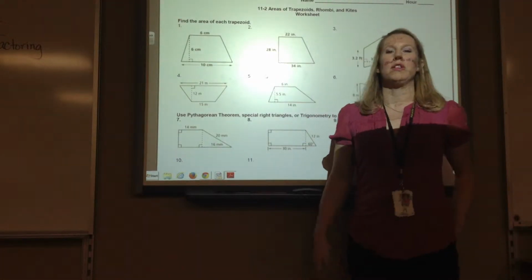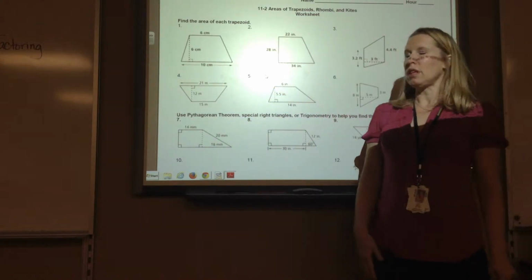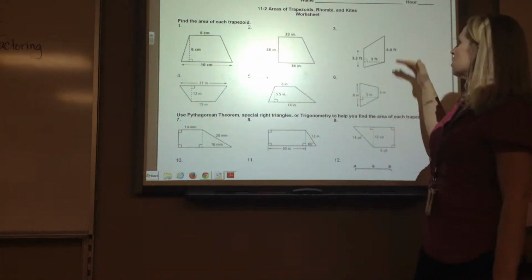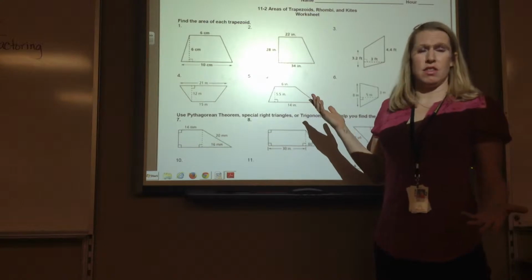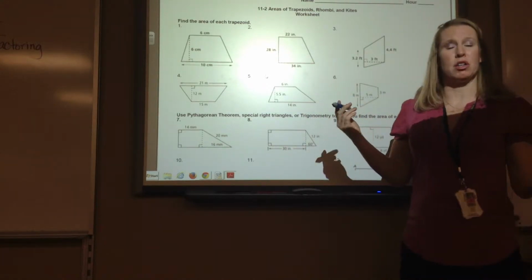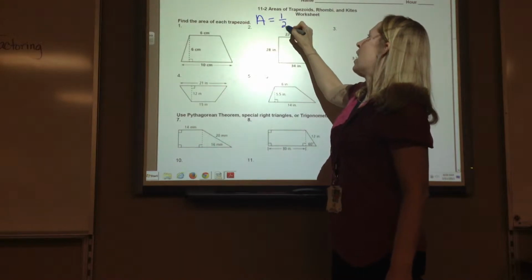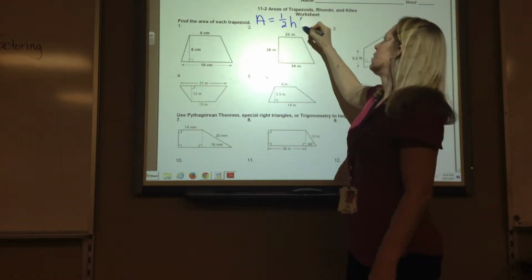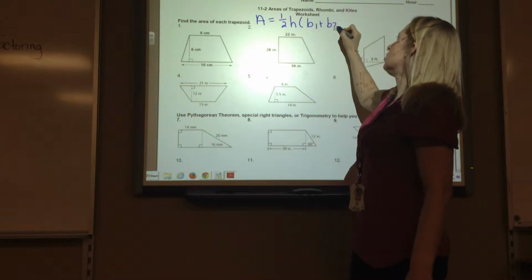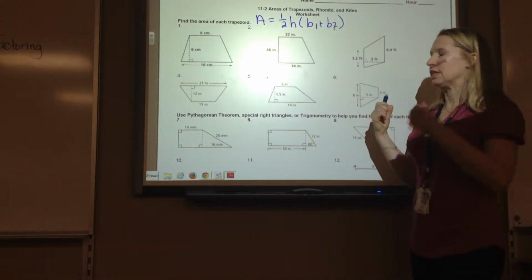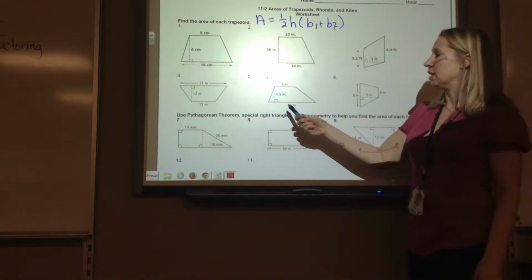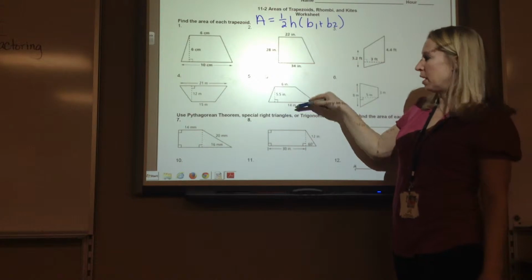Okay, so this is your assignment for today. The first part, you are just finding the area of the trapezoid. So a quick reminder, and you might want to write this on your worksheet: Area equals 1/2 the height times base 1 plus base 2. 1 through 6 is all very easy because it already gives you the height and both bases.